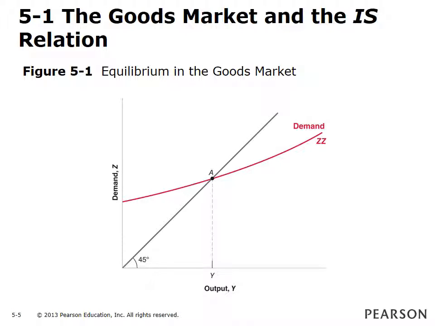In Figure 5-1, the ZZ curve shows that demand for goods is an increasing function of output. The slope of ZZ is less than 1, assuming that an increase in output does not lead to a one-for-one increase in demand. Equilibrium requires that the demand for goods be equal to output. On the graph, we see that the equilibrium is at point A, where the demand curve intersects the 45-degree line. Remember, at each point on a 45-degree line, demand is equal to output. This shows equilibrium in the goods market for a given interest rate. This is the Keynesian cross diagram.